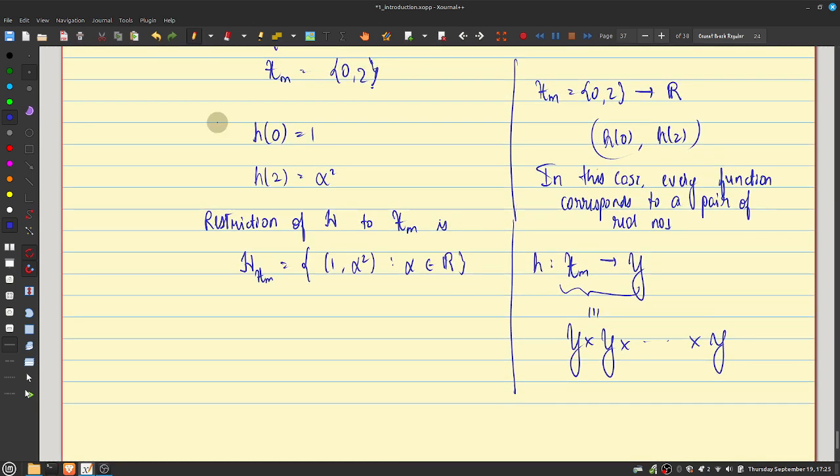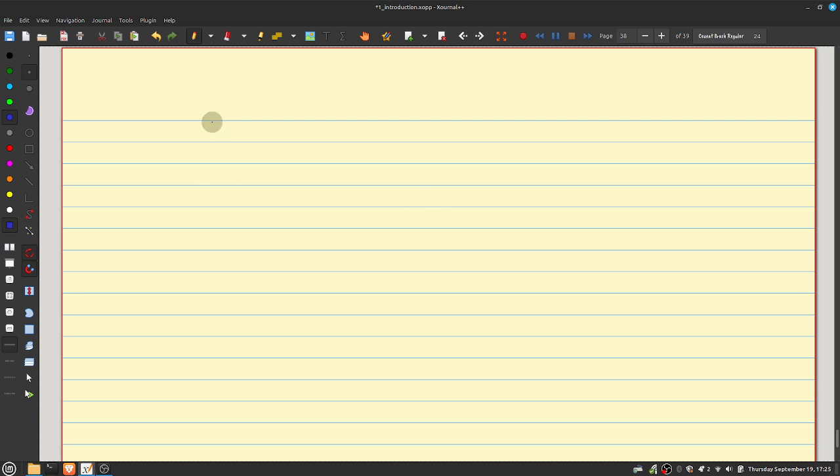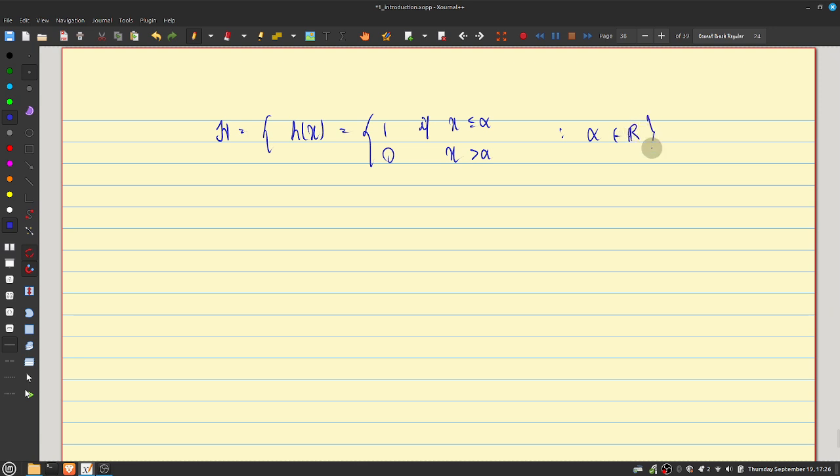So let's maybe see one more example. Suppose my H is the set of all possible h of x, which is equal to 1 if x is, say, less than or equal to alpha, and 0 if x is greater than alpha. Okay, so this is my H. And I'll take my x_m to be, say, 0, 1, 2.